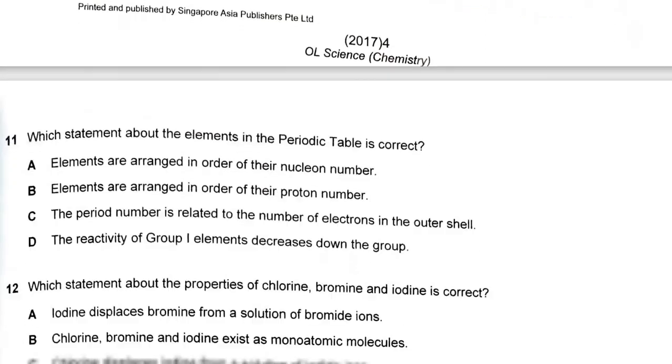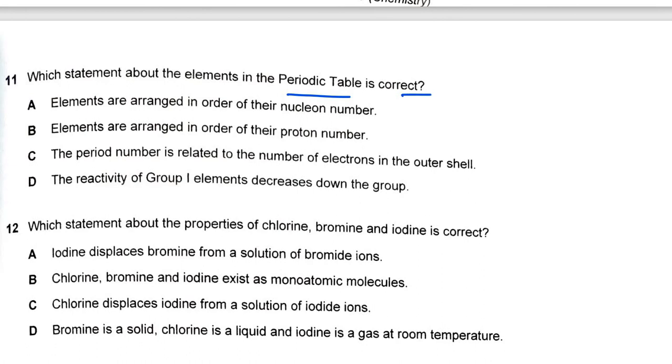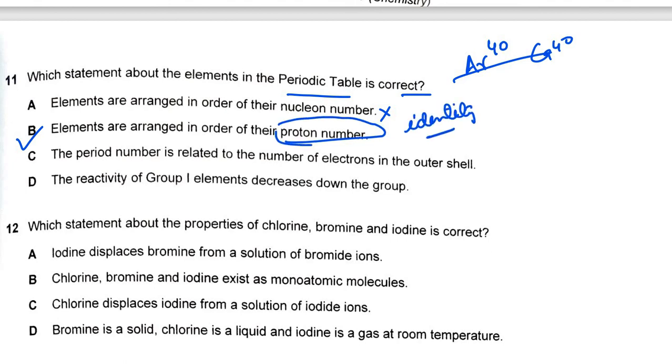Now coming back to the next question, number 11. Which statement about the elements in the periodic table is correct? Elements are arranged in order of nucleon number. No, I told you nucleon number can be the same, because if you remember, argon is also 40, calcium is also 40, so you cannot arrange based on nucleon number. We arrange based on the proton number, because this is the identity of the element. Always remember, proton number never ever changes. Tell me why. It never changes because it is inside the nucleus, which holds the positive charge of the protons.